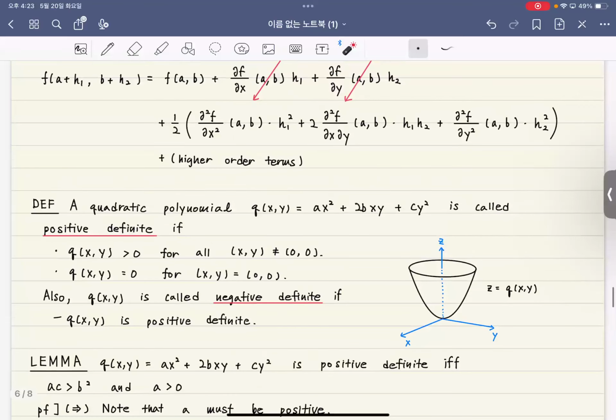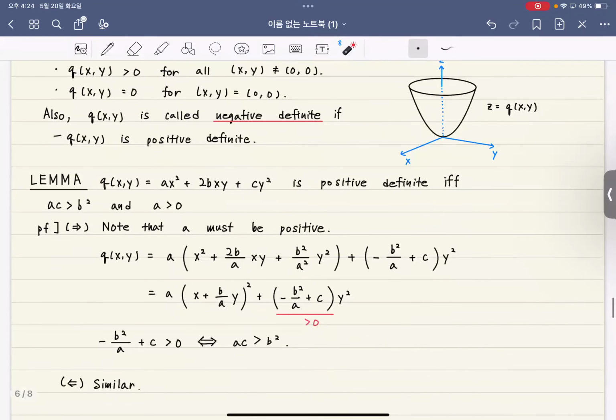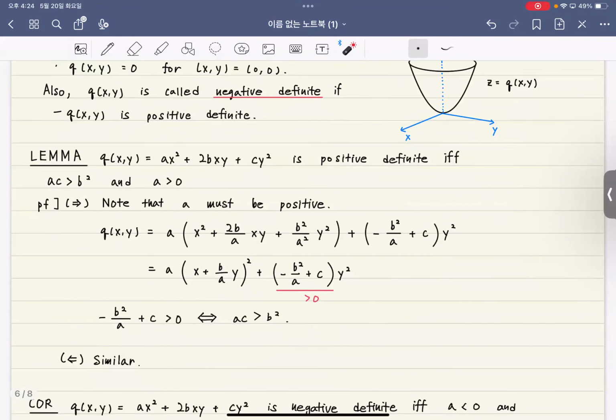So how do you know whether any given two-variable quadratic polynomial is positive definite? This is a very interesting question. The next lemma gives us a very useful criterion to determine the positive definiteness of a two-variable quadratic polynomial. So I have a two-variable quadratic polynomial, and it is positive definite if and only if ac is greater than b squared and a is positive.